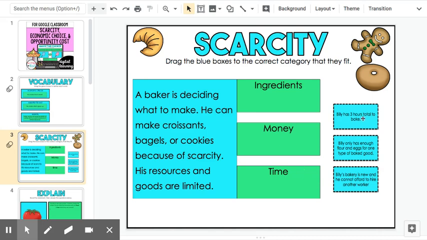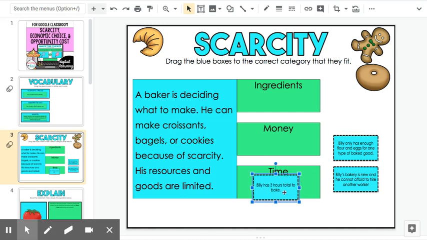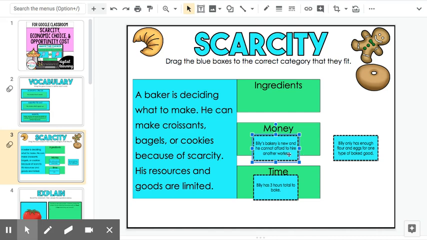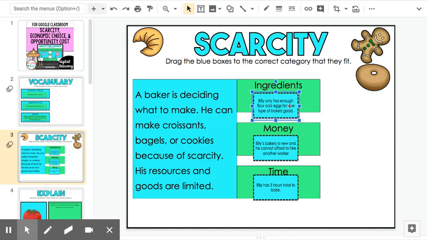His time is scarce because Billy only has 3 hours total to bake. His money is also scarce. Billy's bakery is new and he cannot afford to hire another worker. And his ingredients are scarce. So that means Billy only has enough flour and eggs for one type of baked goods. So Billy would have to choose between croissants, bagels, or cookies. And two of those would be his opportunity cost, and one of them would be his economic choice.